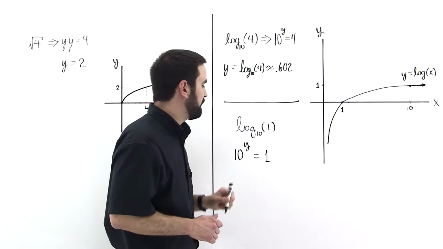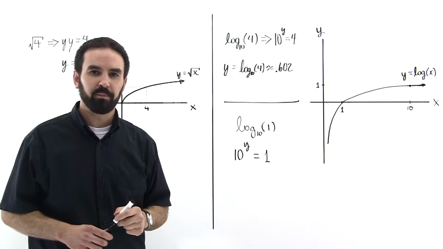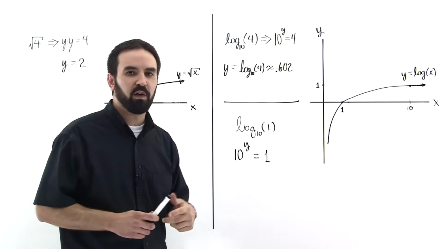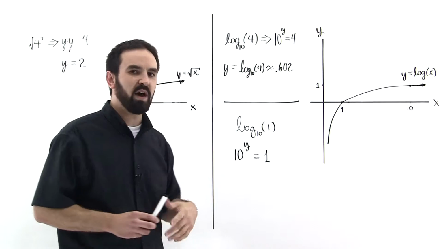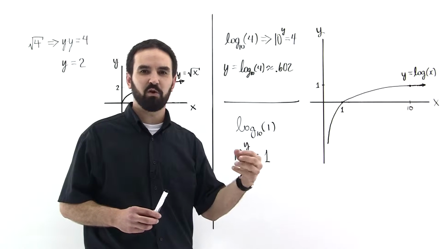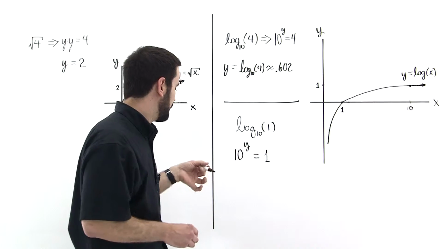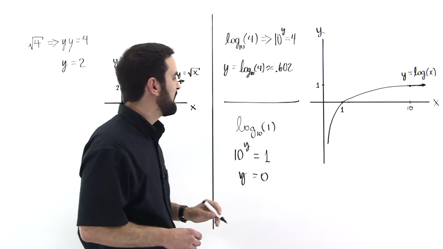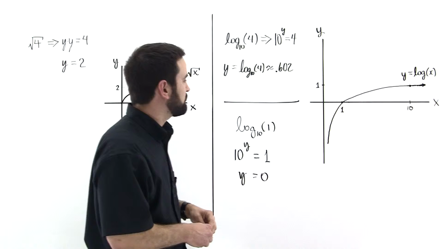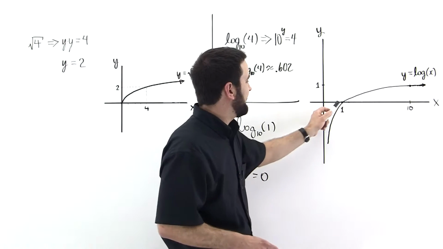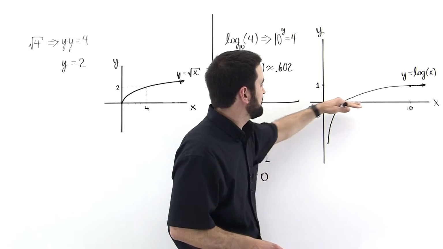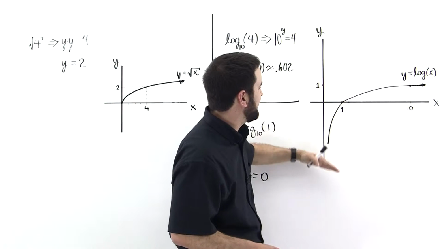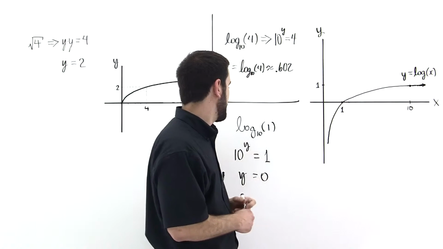So what value of y will satisfy this equality? The only value of y that will satisfy this equality is y equals 0, because 10 to the 0 power is equal to 1. So y is equal to 0. And we see that that's true here. We see that at x equals 1, y is equal to 0. It's not positive, it's not negative, y is equal to 0.